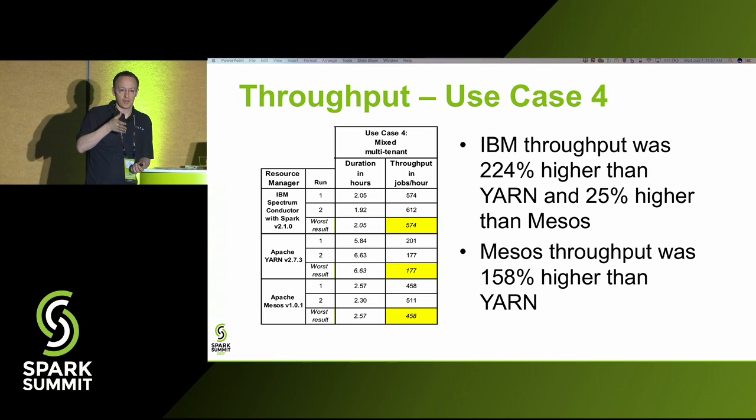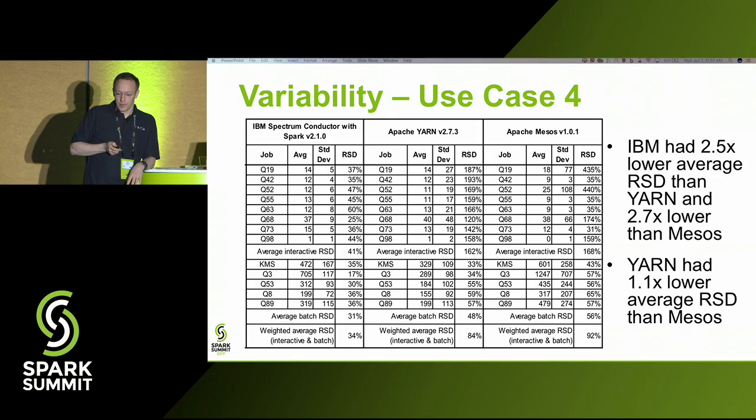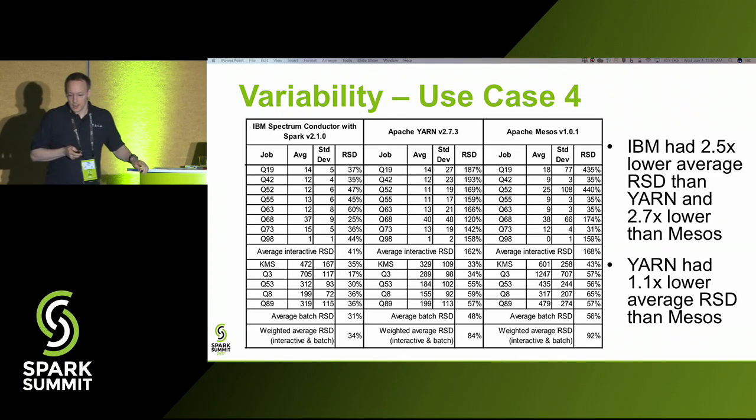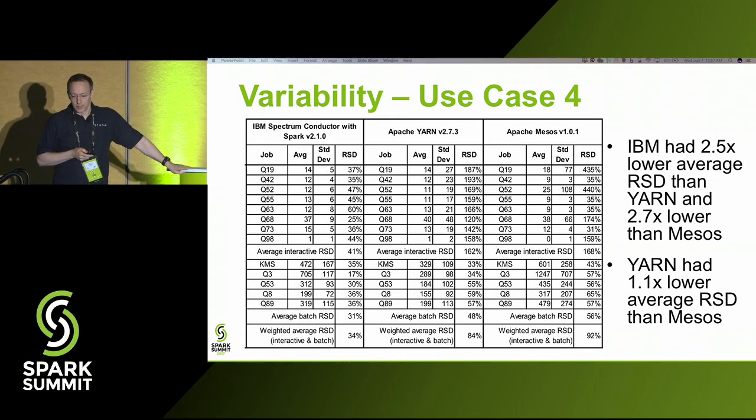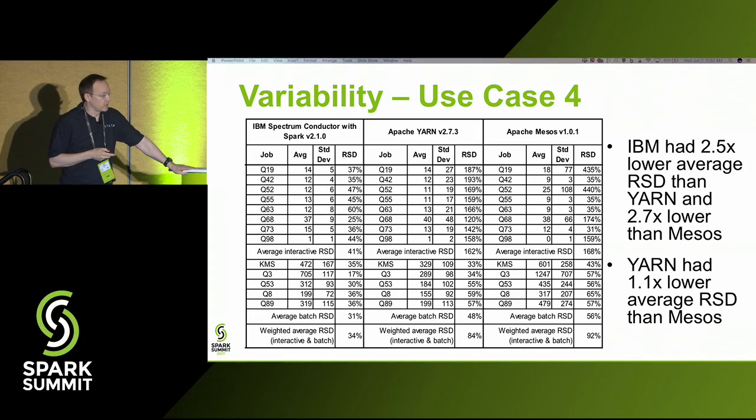There isn't an exact fit to the quality of service use case, but we tried as much as possible, with consultation with some people that really understand Yarn and Mesos, to make a best effort to configure them optimally. In terms of variability, IBM had 2.5 times lower average RSD than Yarn, and a little bit better for Mesos, because you saw Mesos had a lot more variability, and Yarn had about 10% lower relative standard deviation than Mesos.